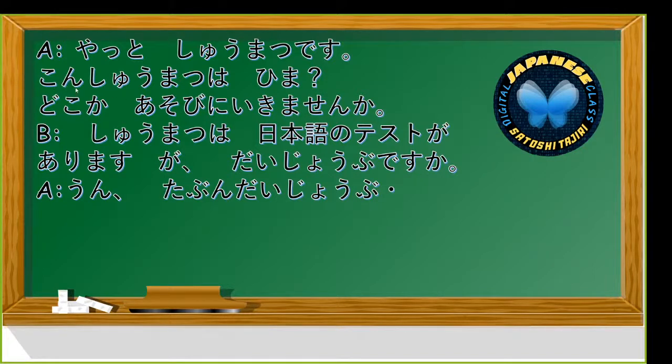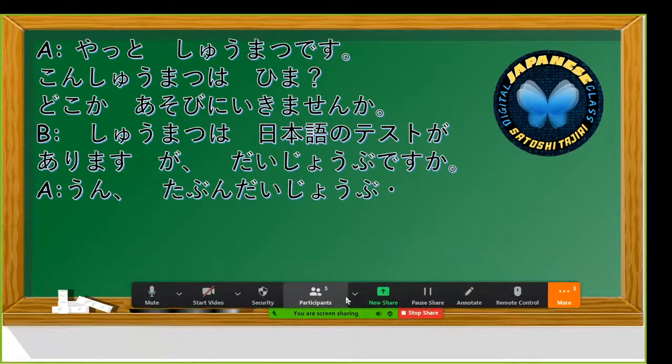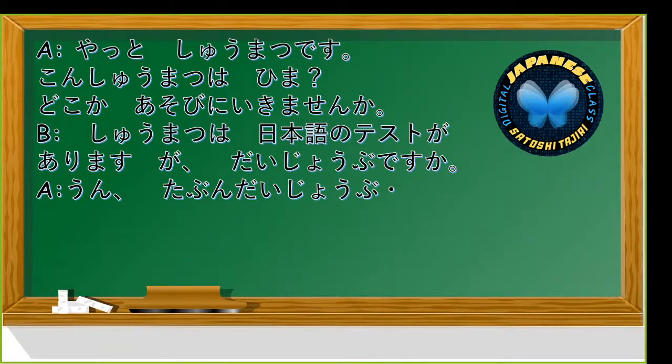And we have our dokoka. This is our indefinite pronoun. We're saying somewhere, let's hang out. We have our asobi ni ikimasu, it means to go to hang out. So we will talk about our stem verb. This is what we call asobi, a stem verb. We will talk about stem verbs in future lessons. We haven't talked yet about the stem verb.